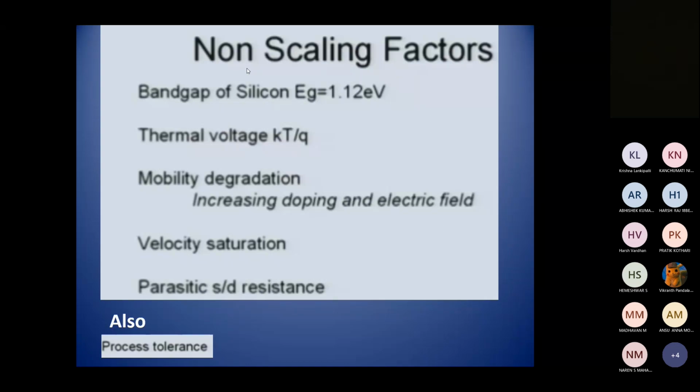So these won't change. That means if you want to miniaturize the devices, these parameters won't change. Similarly, mobility degradation, increasing doping and electric field, velocity saturation, parasitic source to drain resistance, process tolerance. These are all non-scaling factors. Remember this: when you want to scale the devices, there are some parameters that we call non-scaling factors. Band gap of silicon won't change, thermal voltage won't change, velocity saturation, process tolerance. These are some of the non-scaling factors you should know.